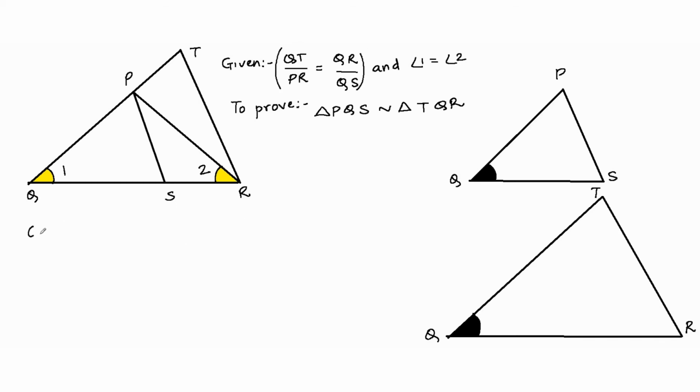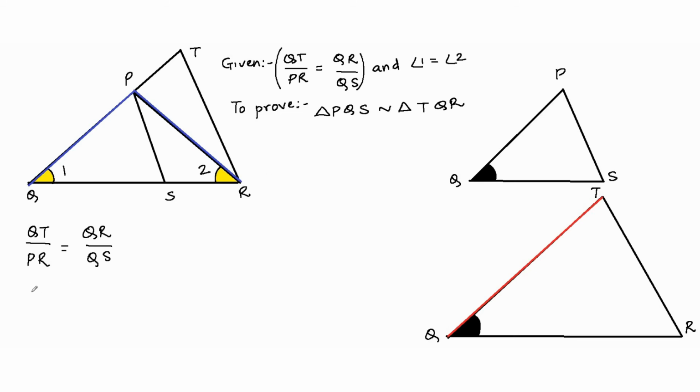So let's see the second part of the given statement. It's given that QT divided by PR is equal to QR divided by QS. So why don't we go ahead and just mark the sides. QT, let me mark QT here. So QT divided by the corresponding part is PR. Now PR is not even there in any of these two triangles. But what I noticed earlier was PQ and PR have to be equal to each other because angle 1 and angle 2 are equal.